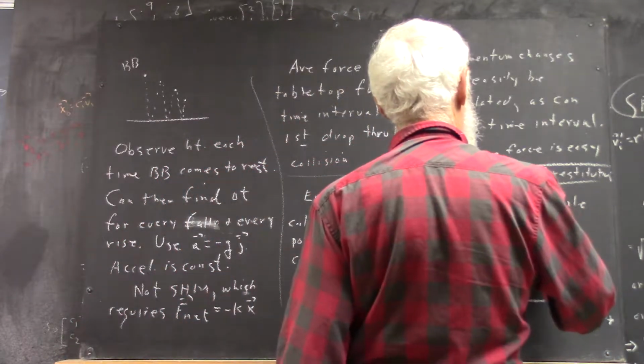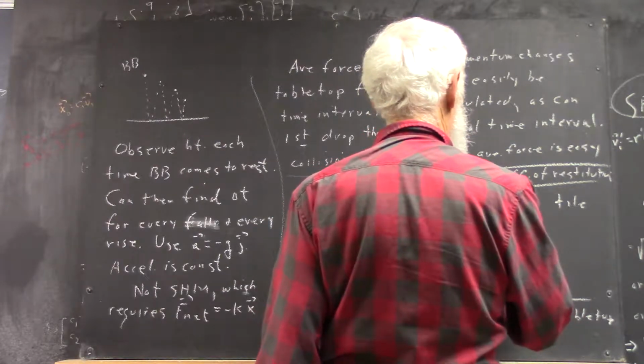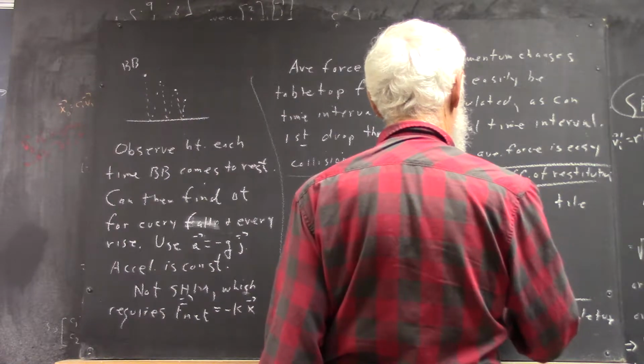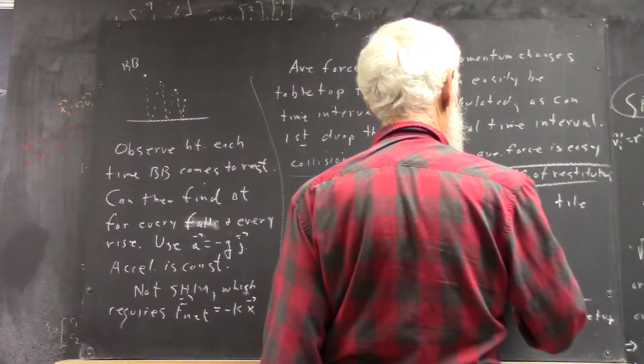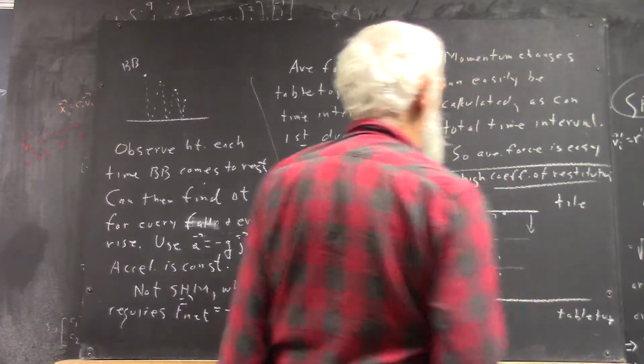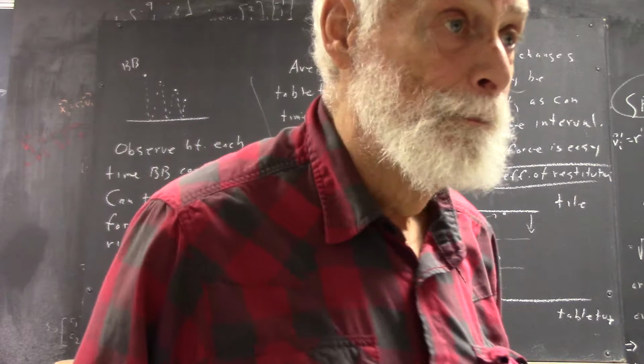So this tile approaches here, and you know, you have positions of the tile, you have the BB here moving faster, and then you have the BB here moving faster, and more collisions, and that picture doesn't really show you anything, but you get the idea. Okay?